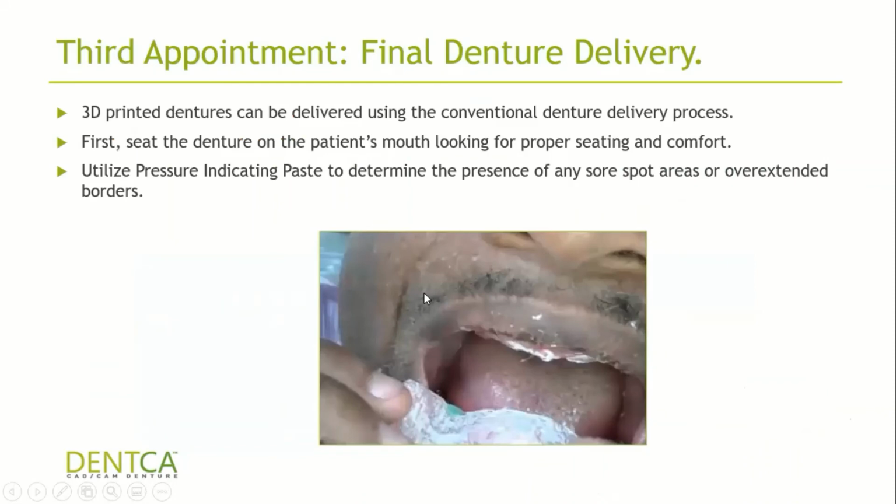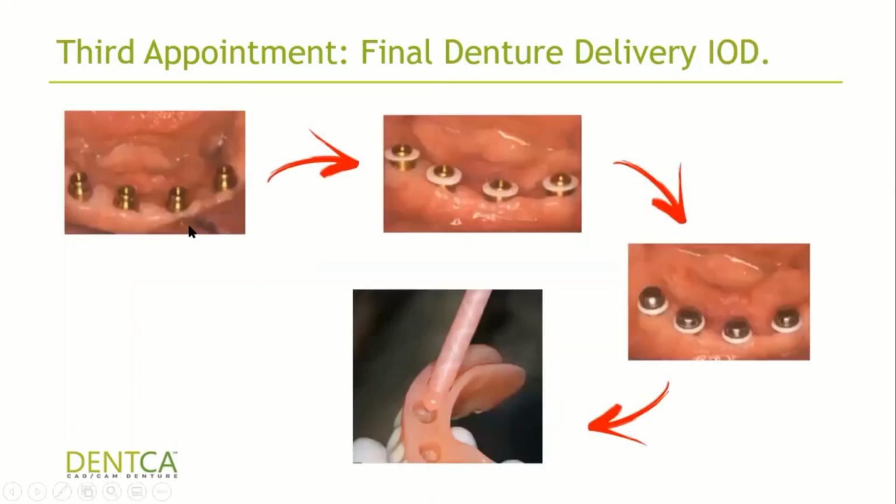So what's going to happen is you're basically going to be delivering with the same steps as what we discussed before. You will use your PIP paste if necessary to relieve any areas, and you check that the denture is sitting properly. You check your bite, make sure the patient is biting properly, they're comfortable. And then once that happens, you're pretty much done.